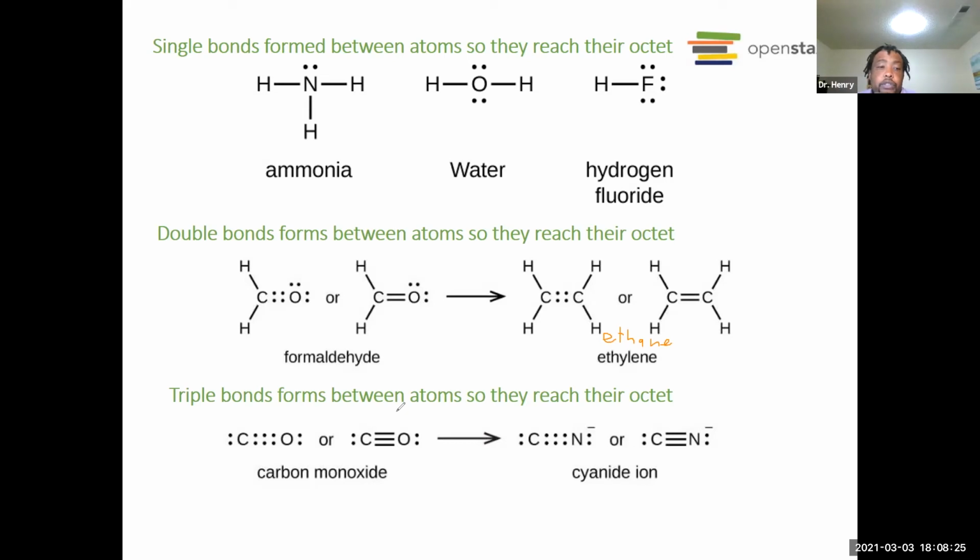Sometimes we have to use a triple bond. In this case, we have carbon monoxide. A triple bond is sharing 6 electrons. The way it's able to reach its octet is we have 8 around this carbon and 8 around this oxygen, so a triple bond works out well for this. Okay, and here's another example with the cyanide ion. The only thing that's different here is that nitrogen has how many valence electrons?